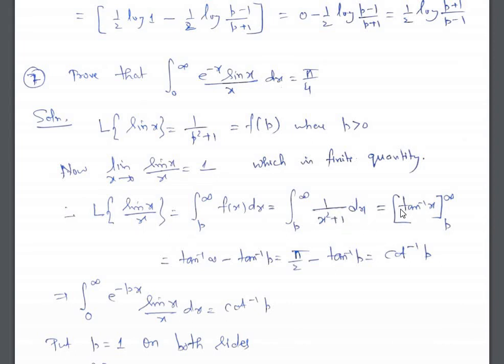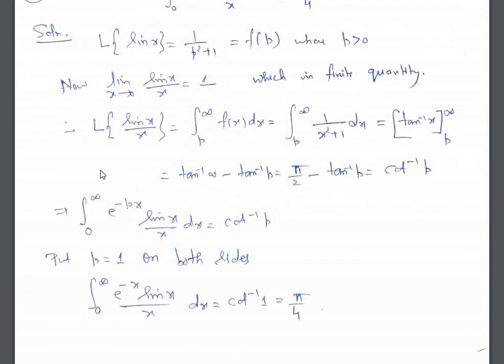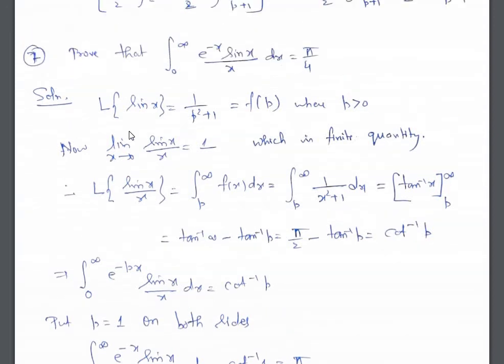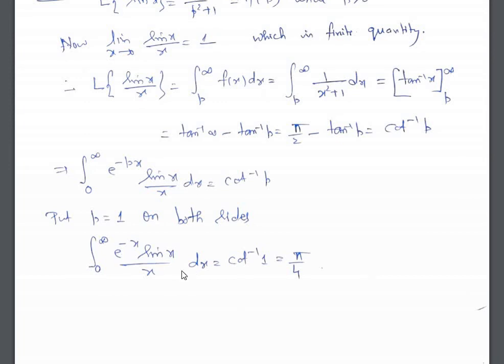The integration of 1 upon x square plus 1 is tan inverse x, from p to infinity. So, tan inverse infinity minus tan inverse p, which is pi by 2 minus tan inverse p, equal to cot inverse p. So, that means the integral from 0 to infinity of e to the power minus p x sin x upon x dx is equal to cot inverse of p. Now, if we put p equal to 1 on both sides, looking at the result we have to prove, we get the integral from 0 to infinity of e to the power minus x sin x upon x dx equal to cot inverse of 1, and cot inverse of 1 is pi by 4.